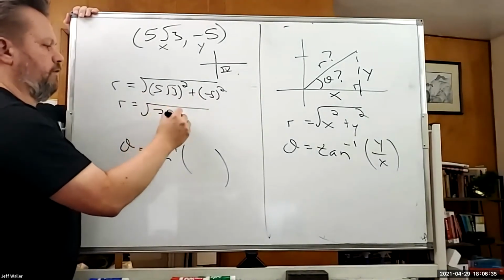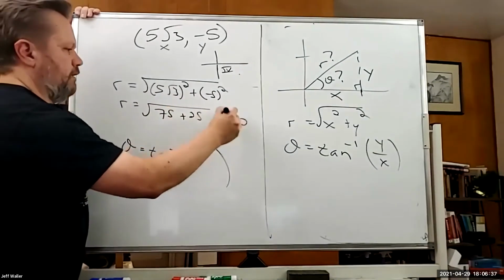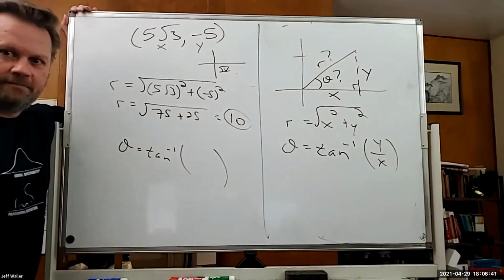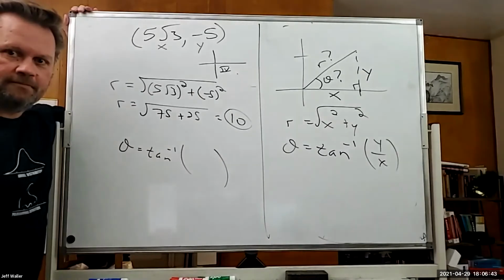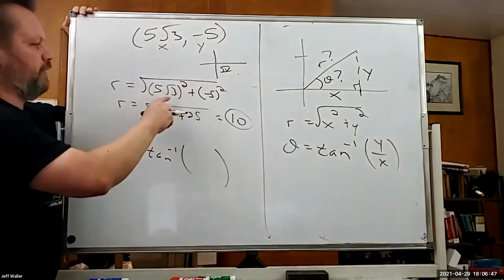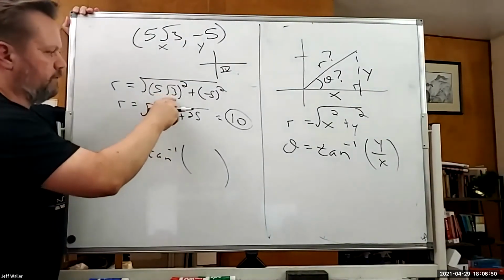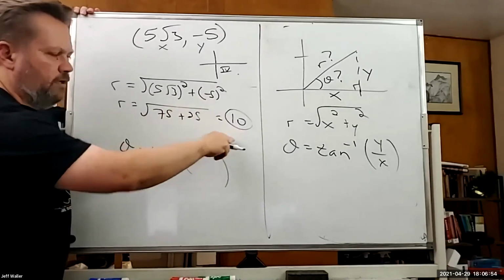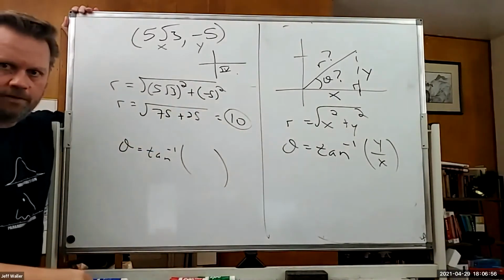75 plus 25, and that's 100. I don't know if everybody got that. 5 squared is 25. Square root of 3 squared is 3. 25 times 3 is 75. Negative 5 squared is 25. The square root of 100 is 10. You guys okay out there?